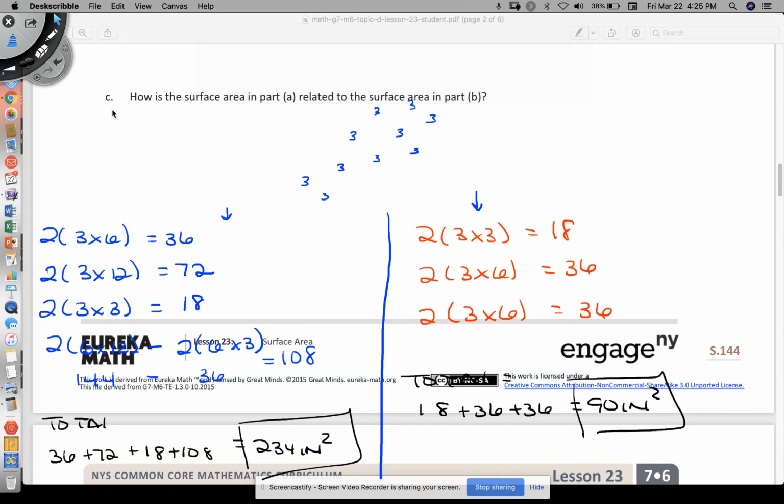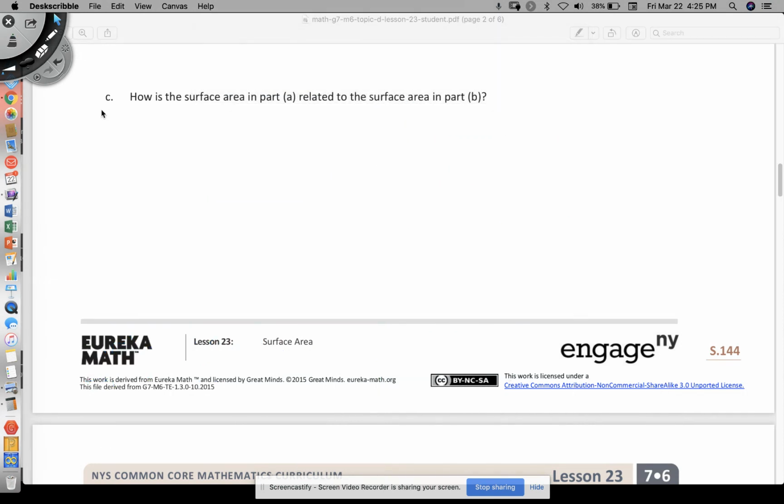C says, how is the surface area of part A related to the surface area of part B? So if you noticed, we basically had the first figure, that first perfectly nice rectangle box, and then B, they took part of it off. So we had the 234 from the original box. We add in that 90, the hole that was missing. If we add that in, we get 324 inches squared.